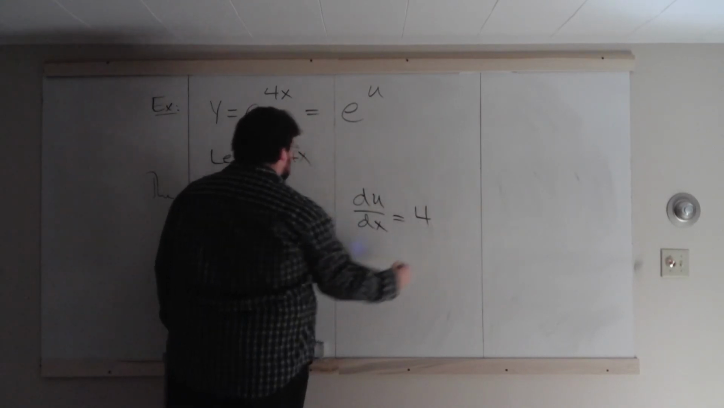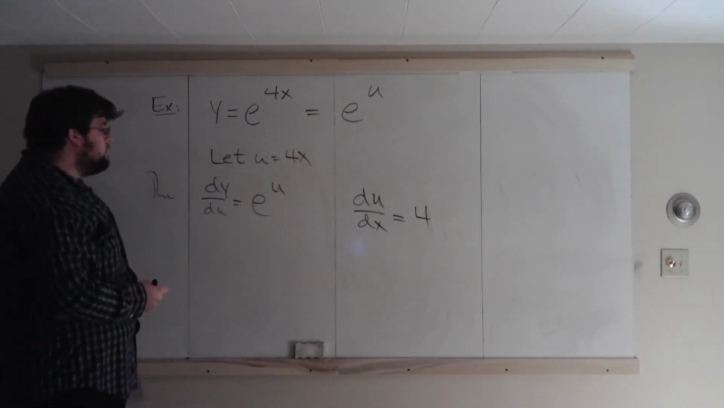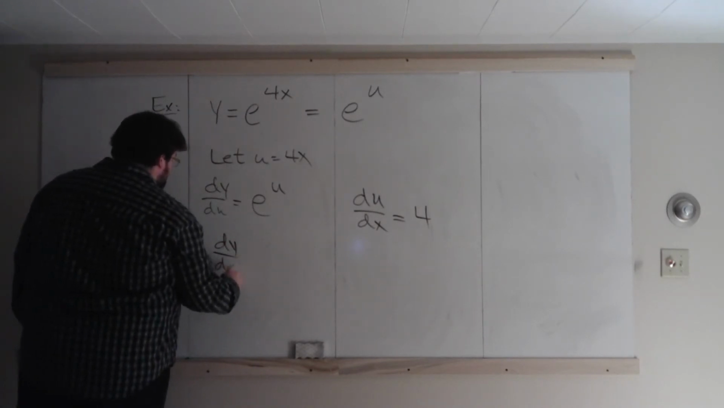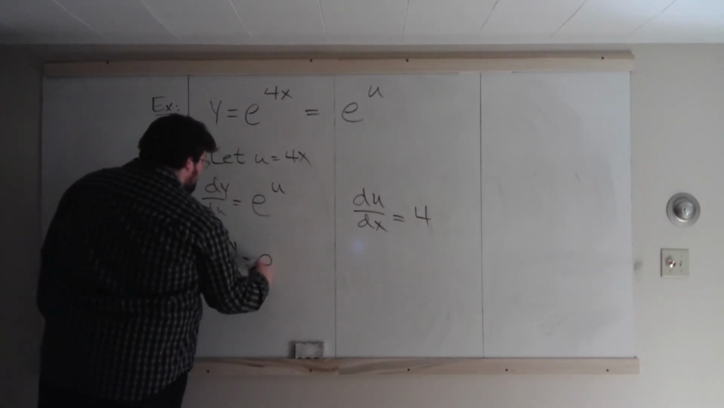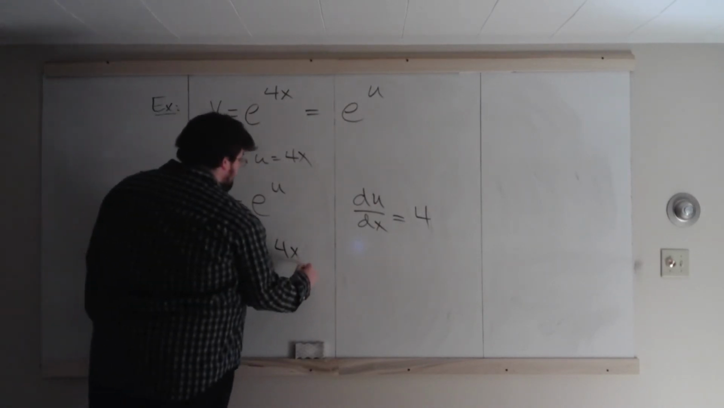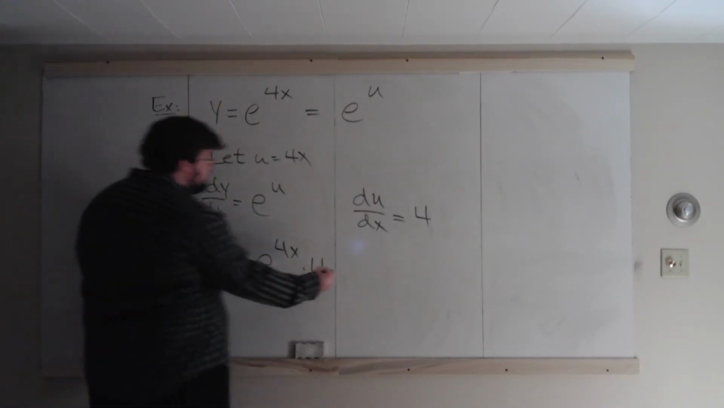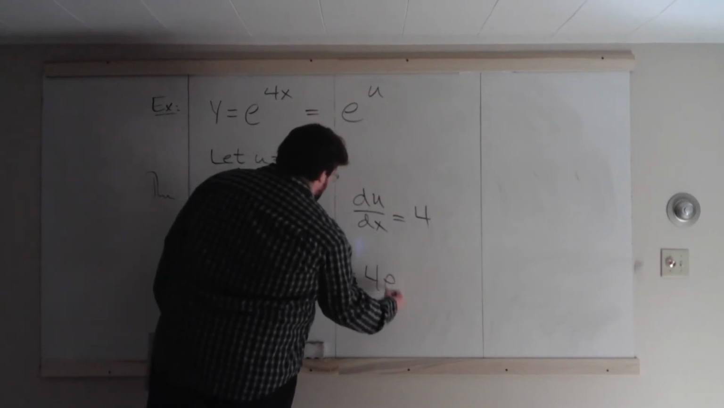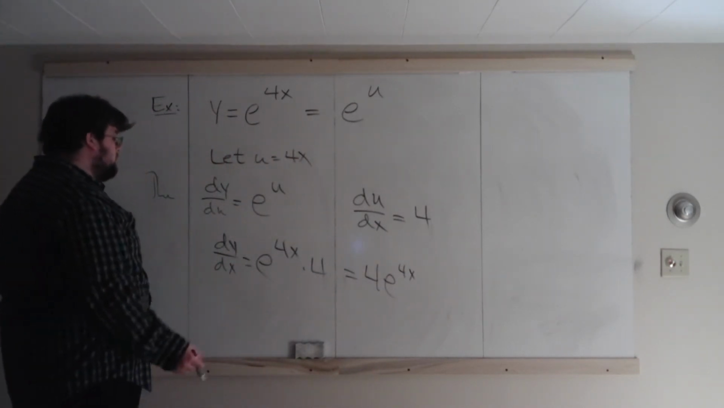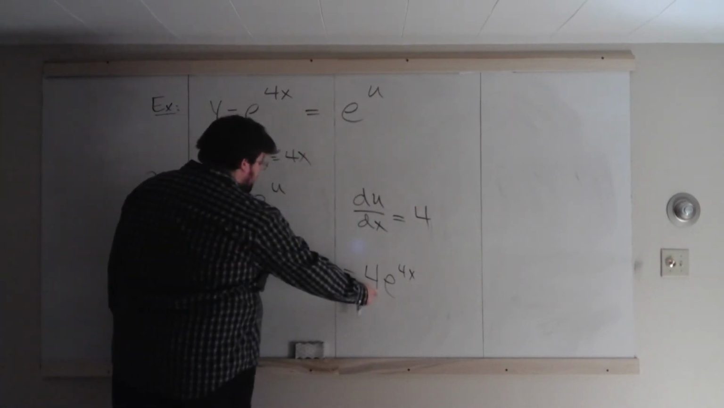du dx, well, u is 4x, so du dx is just 4. So then dy dx is these two multiplied, e to the u times 4. And you can write that as 4e to the 4x. By the end of the semester, I would guess most people will just write that as 4e to the 4x.